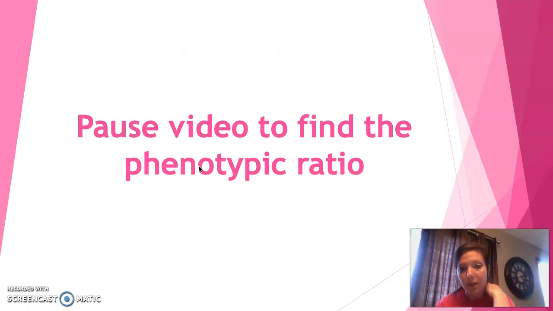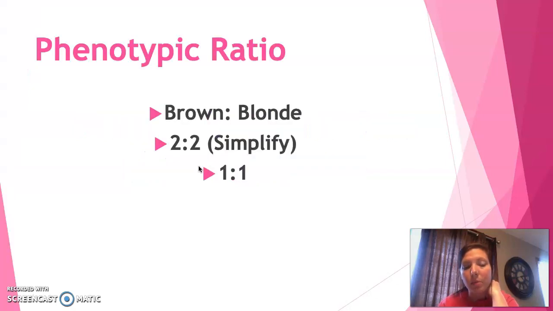Now, I want you to pause the video again and try to find a phenotypic ratio. We're going brown to blonde. So brown to blonde, 2 to 2. We can simplify that. So that's just dividing by the common denominator. Again, if they're the same number, it should just be 1 to 1. But if you left it as 2 to 2, that's totally fine. You don't have to simplify.